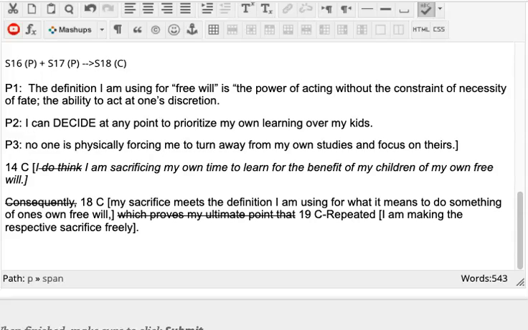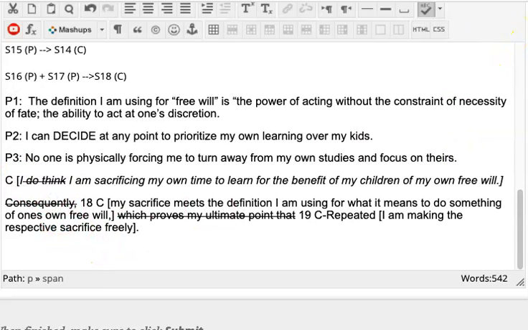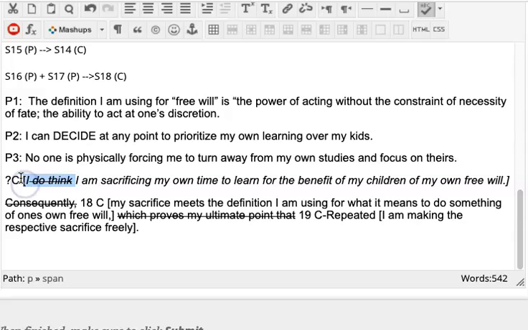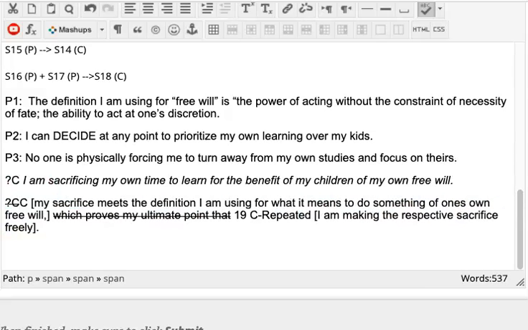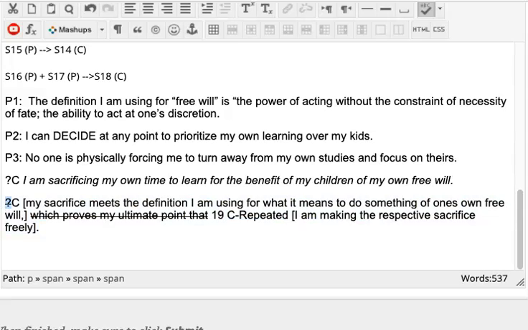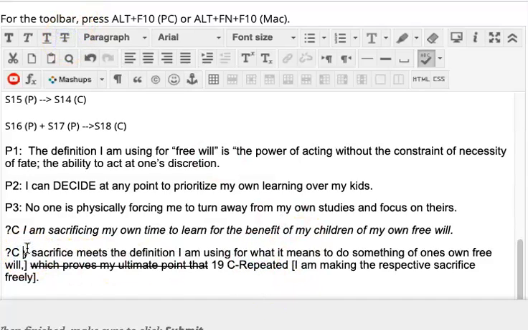Again, I have to get rid of the opening bracket and use proper writing conventions. Okay, then I've got statement 14. It's going to be some kind of conclusion, but I don't know what kind, so I'll put a question mark. Then, I am sacrificing my own time to learn for the benefit of my children, of my own free will. Okay, and then again, I have this here. I don't know which conclusion it is, but I know it's a conclusion. Let's get rid of that strikethrough. Get rid of that, proper writing conventions, capital M, put a period here.